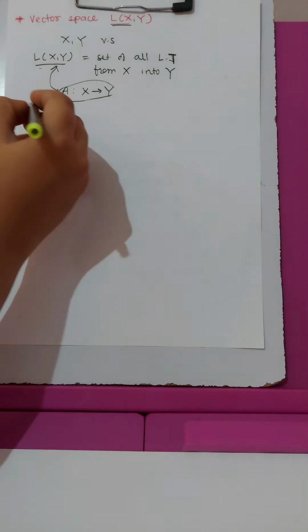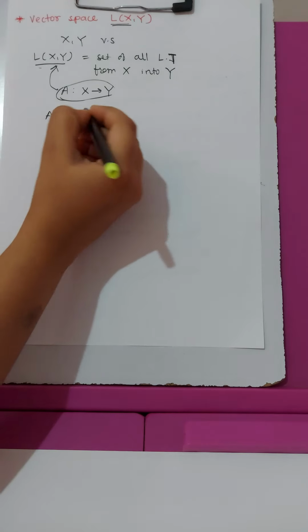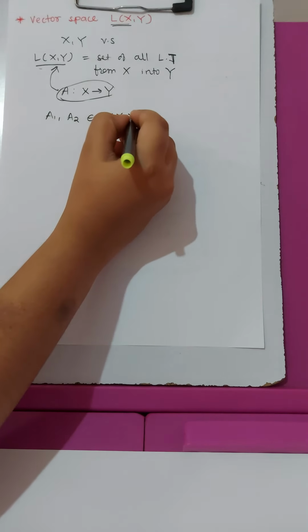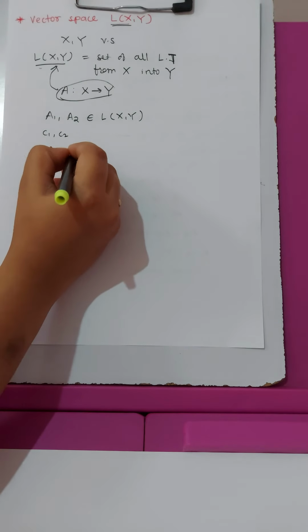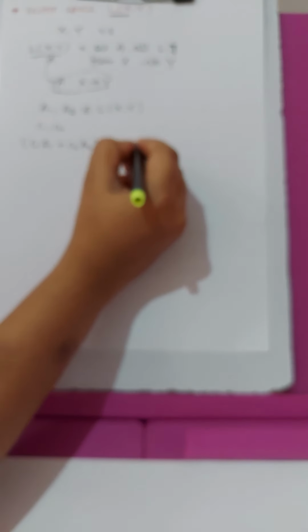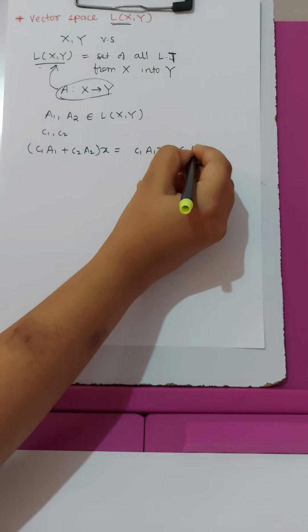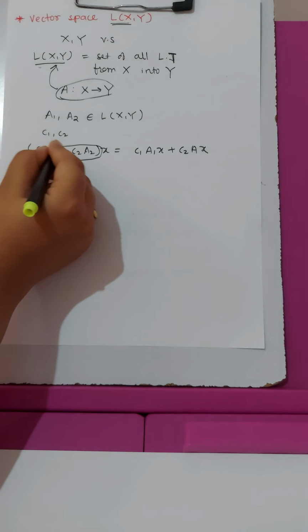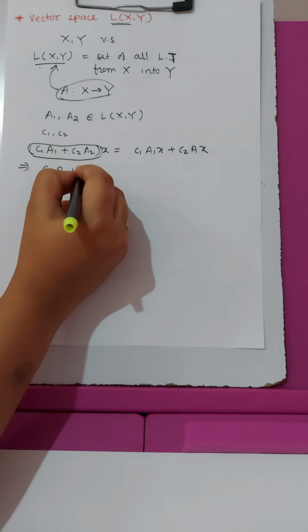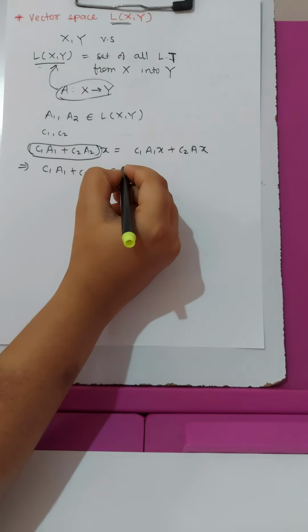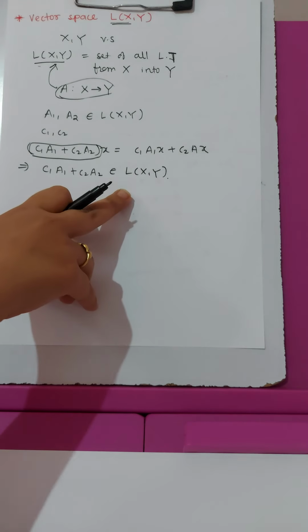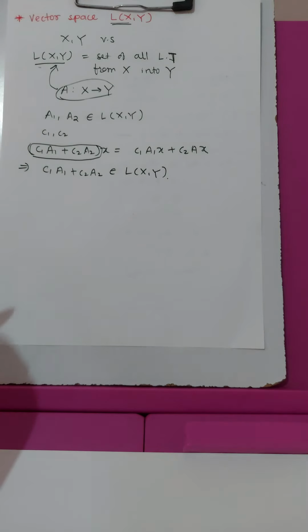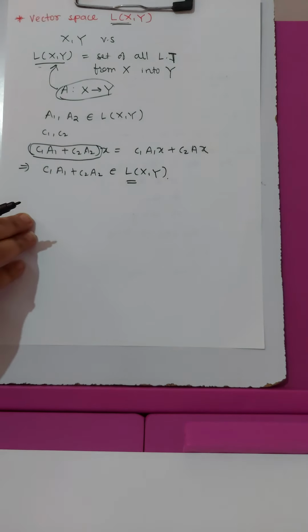addition and scalar multiplication. If we consider two linear transformations A1, A2 belonging to the set L of X, Y and scalars c1, c2, then c1 A1 plus c2 A2 operating on x gives c1 A1 x plus c2 A2 x, and this implies that c1 A1 plus c2 A2 is a linear transformation, and it belongs to the set L of X, Y. Therefore this L of X, Y becomes a vector space, and it also contains the zero, that is the identity transformation, and therefore this becomes a vector space under this vector addition and scalar multiplication.